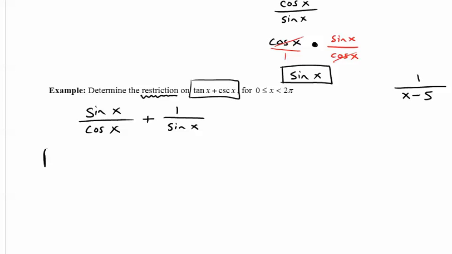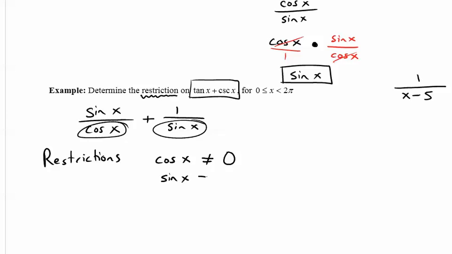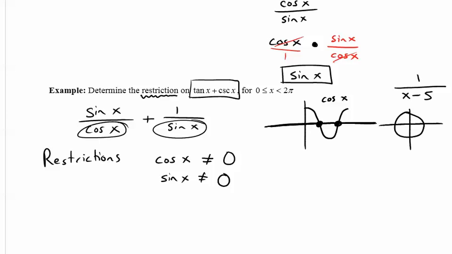So in order to find the restrictions, we just have to make sure that the denominator cannot be 0. So cosine cannot be 0, and sine cannot be 0. Now what does that really mean? Let's see, what does cosine look like? Cosine starts at the top, goes down, comes back up to the top again. And here's the line 0. So cosine is not allowed to be these 2 points. On a unit circle, it's not allowed to be the 2 places.